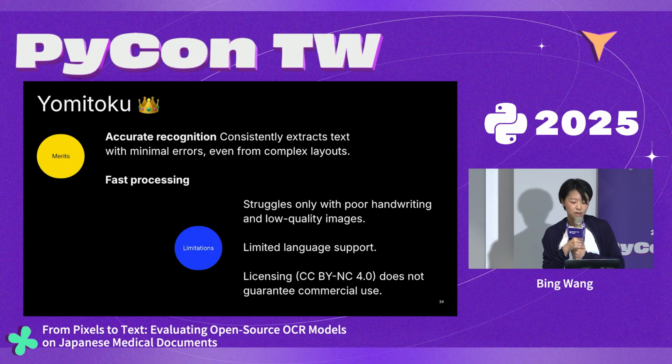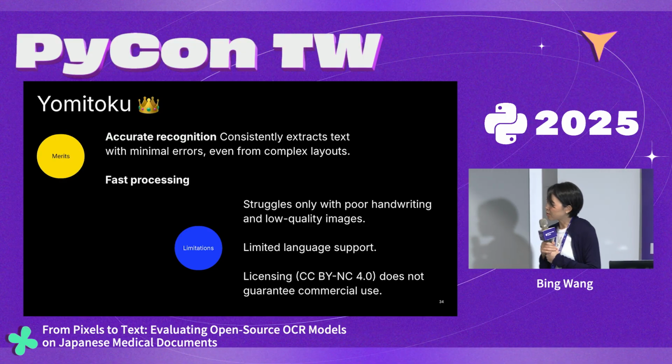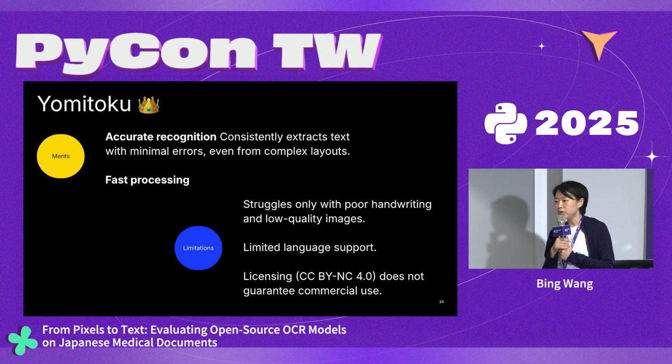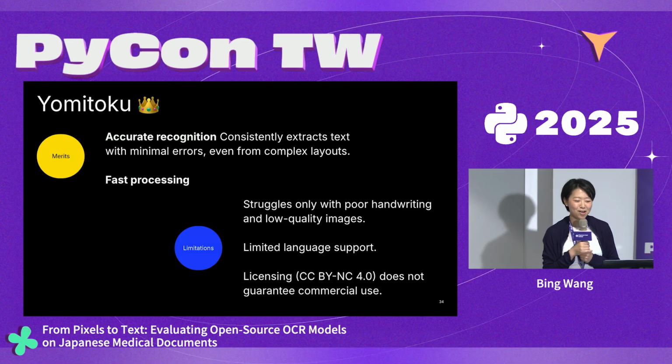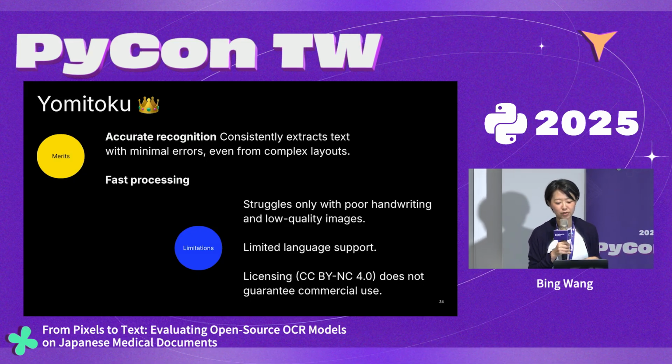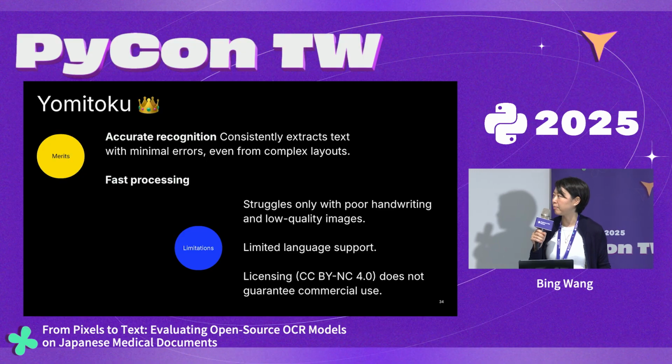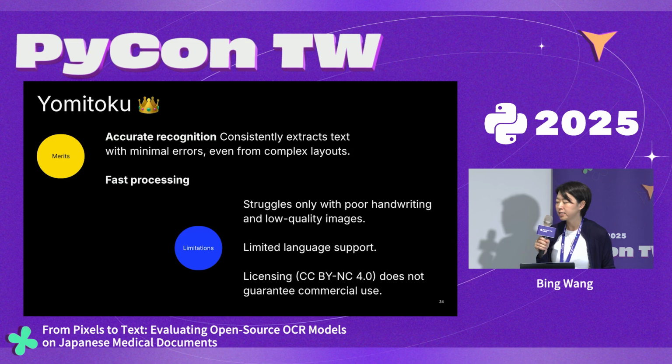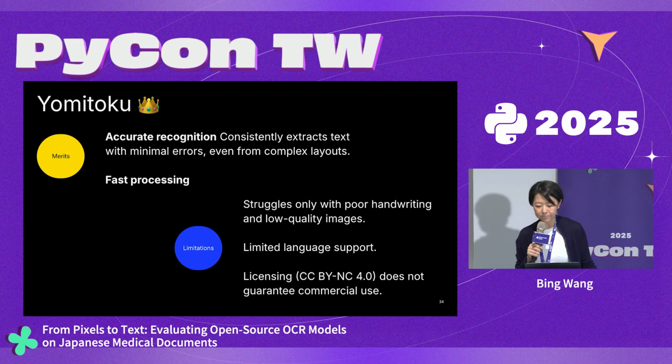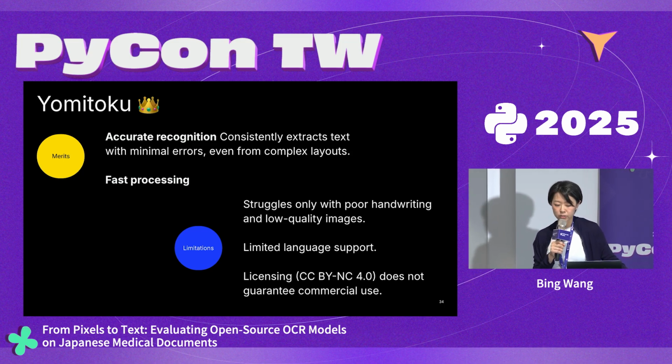So, the summary. I would say Yomitoku is the pretty obvious winner of this contest. In general, it does a very good job, consistently creating production-ready text extraction, even with some of the documents we tried that have very complicated layouts. And it's also very fast in terms of processing.